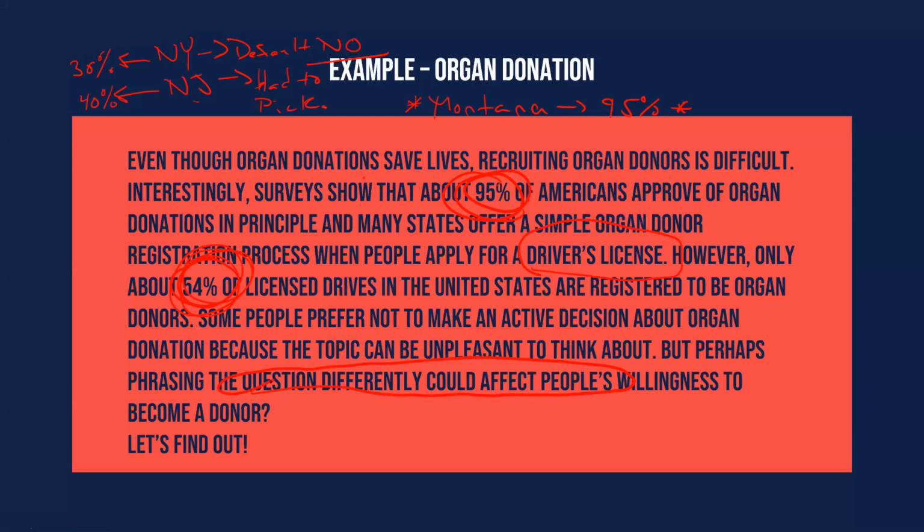Okay, so my question for you is this. Do you think how it's presented to people on their driver's license could impact people who choose to be organ donors? What do you think, yes or no? Okay, so here's the thing, it's a claim. So what we need to do now is test the validity of the claim. So we need to do this process of statistics, okay?